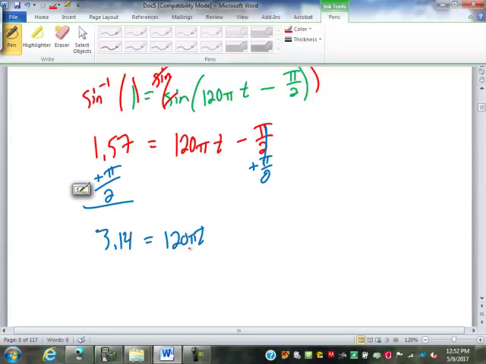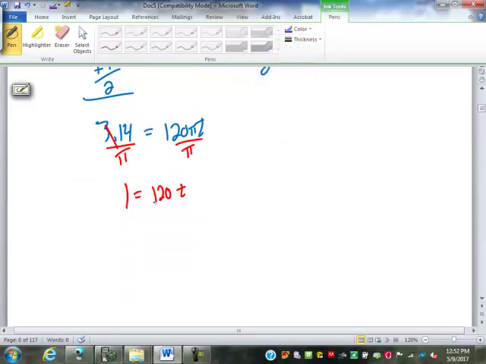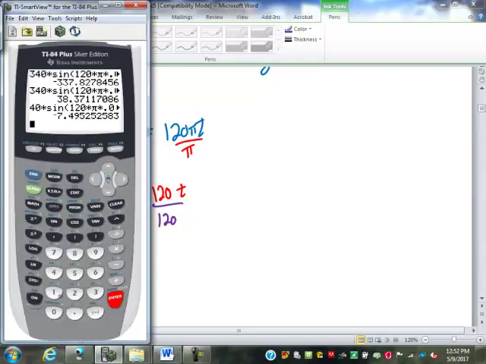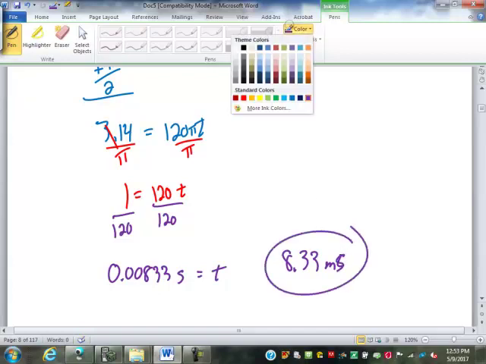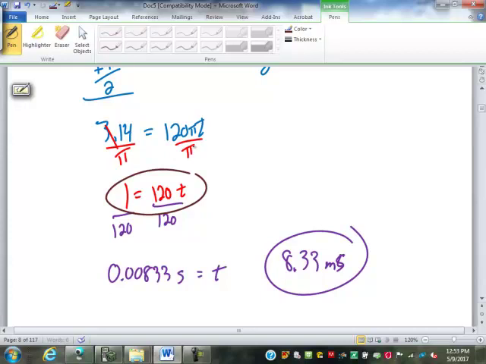So what I'm going to do is divide out the pi first. So 1 is equal to 120 times t, which tells us t is 1/120th of a second, or 0.00833 seconds, 8.33 milliseconds. But I wanted to get this here, that 120th of a second.